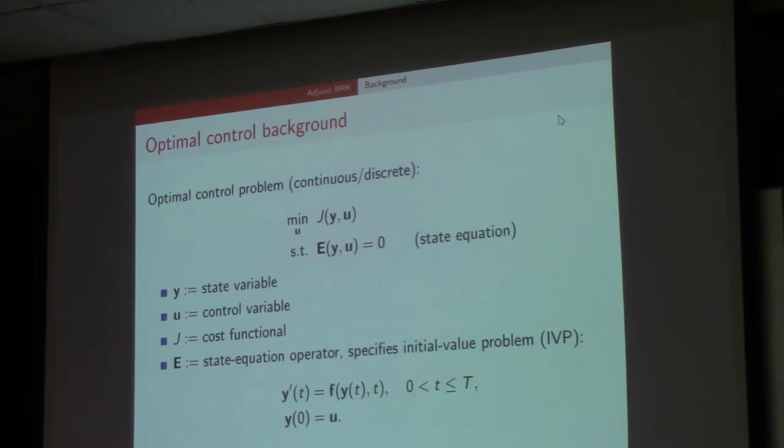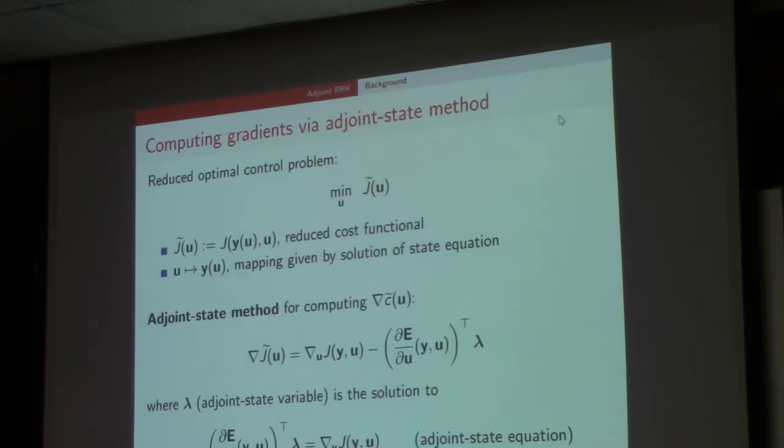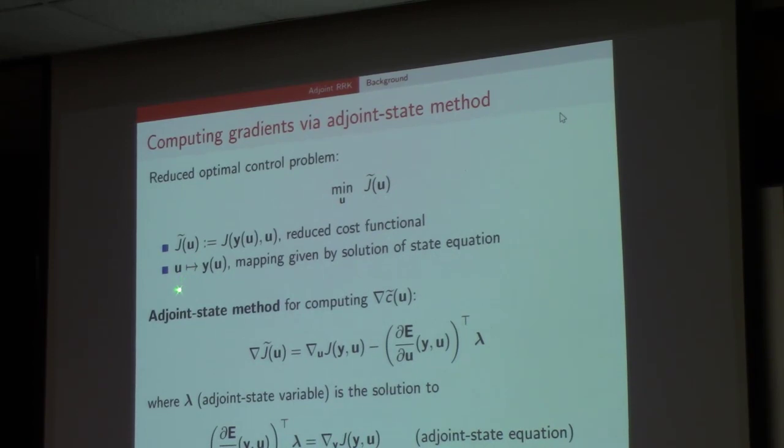So yeah, there's a state equation, and you would solve that by Runge-Kutta or whatever. So actually, I could rewrite this problem. I could eliminate the constraint by defining this mapping between u and the state variable y through the solution of the state equation. The adjoint state method computes gradients to this.